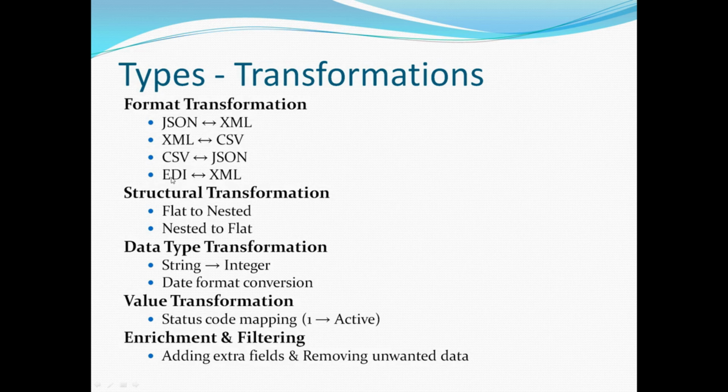Then data type transformations and date format conversion. So the source system may send the date in one format, but the target system accepts a different format. Then value transformations. So active or inactive may need to be converted into 0 or 1, this kind of transformation. Then enrichment and filtering, as I mentioned: we add extra fields to enrich data and filter data based on a condition. These are all the different types of transformations we use in iPaaS.